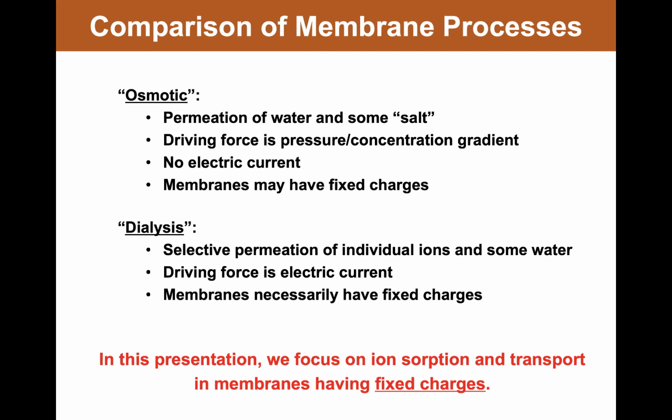membranes necessarily have charge groups on the polymer backbone, and the driving force is an electric potential, and as a result of ion transport, an electric current flows. In the osmotic processes, generally the objective is to permeate water and also as few ions as possible if you think about using something like reverse osmosis to do seawater desalination. In the dialysis processes, we're often trying to do the opposite, that is, permeate some ions and as little water as possible. I'll show you examples of both here in just a moment.